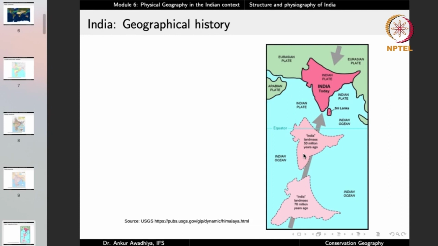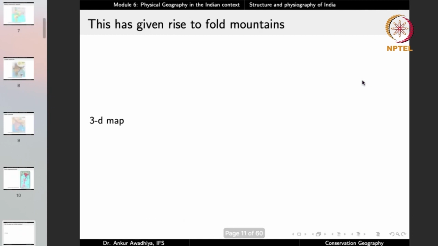And we have also looked at the geographical history of India. So, 70 million years ago, the Indian landmass was here. It moved towards the north and it collided with the Eurasian plate. It turned in the anti-clockwise direction and ultimately collided with the Eurasian plate. When it collided, we had the development of the fold mountains called Himalayas in this region because of this convergence. So, this has given rise to fold mountains.